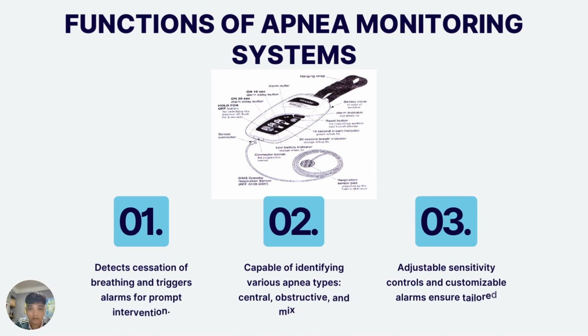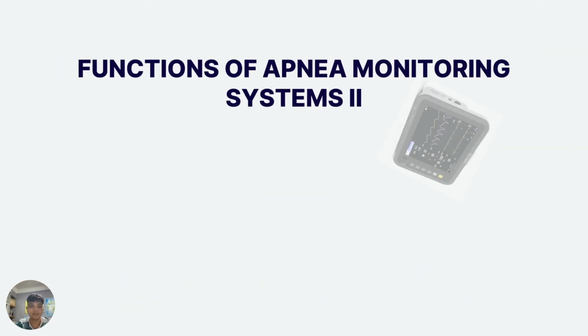The first one is that it detects cessation of breathing and triggers an alarm when a predefined duration without breath detection is reached. These monitors are equipped with a range of detection methods, enabling them to capture various types of apnea. Basically, there are three types, which are central, obstructive, and mixed. The flexibility of these monitors extends to their settings, featuring adjustable bradycardia alarms and customizable sensitivity controls. The adaptability of these monitors is astonishing and it helps cater to the diverse needs of patients with different respiratory conditions.